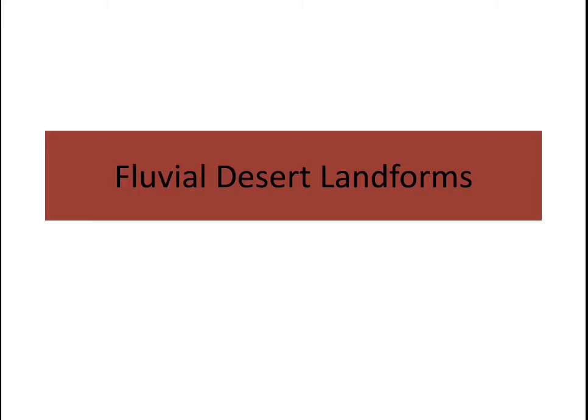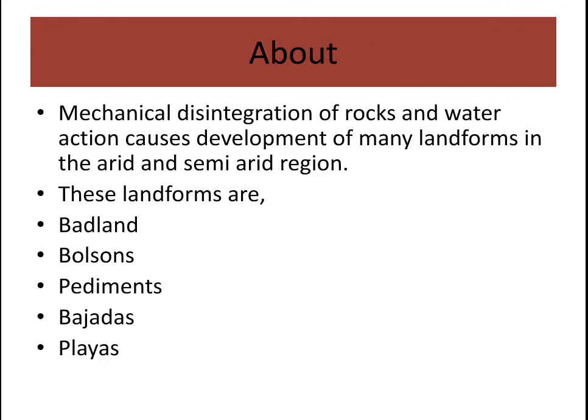In this video I'm going to present about fluvial desert landforms. So fluvial desert landforms, it is a desert region. Here rainfall is less, so water availability is less, but the temperature variation is more, because in the daytime the temperature will be very high and the night temperature will be very low.